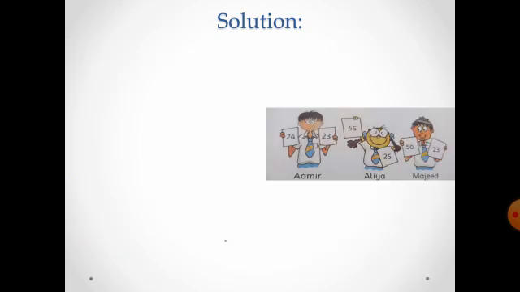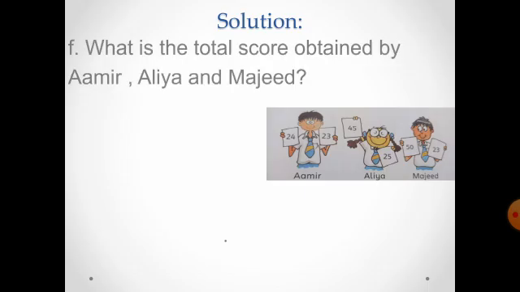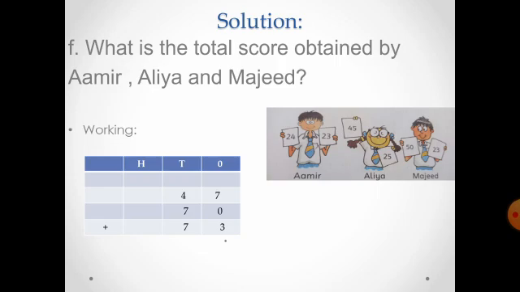Now here in this picture you can see 3 children. What is the total score obtained by Amir, Alia and Majid? What we need to do? Total means we need to add, we need to find the sum of all the 3 scores of these children. So the total score of Amir is 47, total score of Alia is 70 and total score of Majid is 73. So we are going to add all these. These are Amir's score, Alia's score and Majid's score.